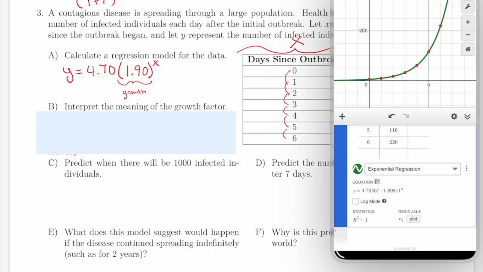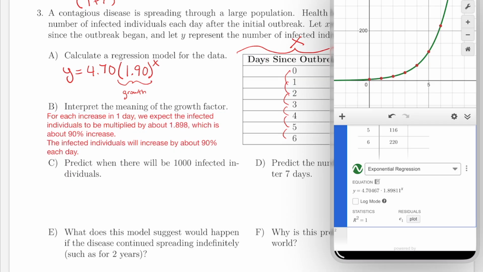So if we were interpreting this, you might say this: for each increase in 1 day, we expect the infected individuals to be multiplied by about 1.898, or about a 90% increase. If you were going to simplify it even a little bit more, you could say the infected individuals will increase by about 90% each day. That's a little bit easier, a little bit cleaner way of saying this.